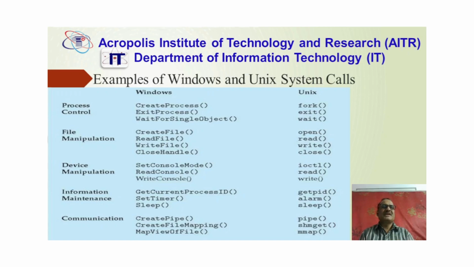For Windows, CreateProcess, ExitProcess, these are process controls. For Unix, fork, exit, wait. File manipulation: CreateFile, ReadFile, WriteFile. Here, open, read, write. Device manipulation, information maintenance, and there is a list you can see here. So these are some of the Windows and Unix system calls.